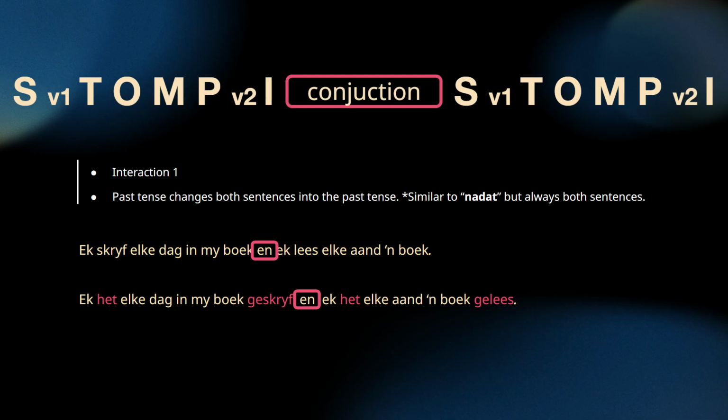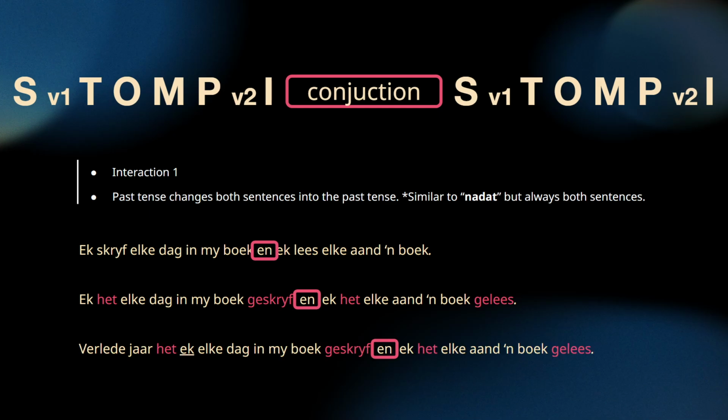I'm going to have to change both of them. Ek het elke dag in my boek geskryf en ek het elke aand 'n boek gelees. These are two past tense sentences that are joined, and because it's a group 1 conjunction, I don't need to worry too much about how they change. All I need to do is remember to change both of them.